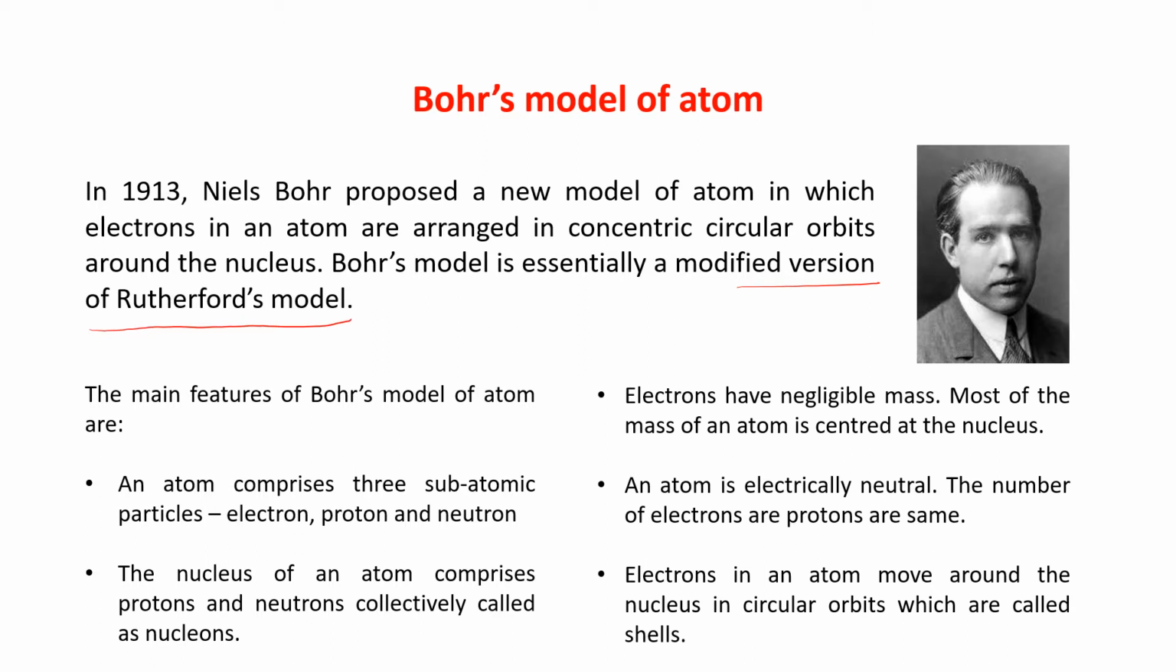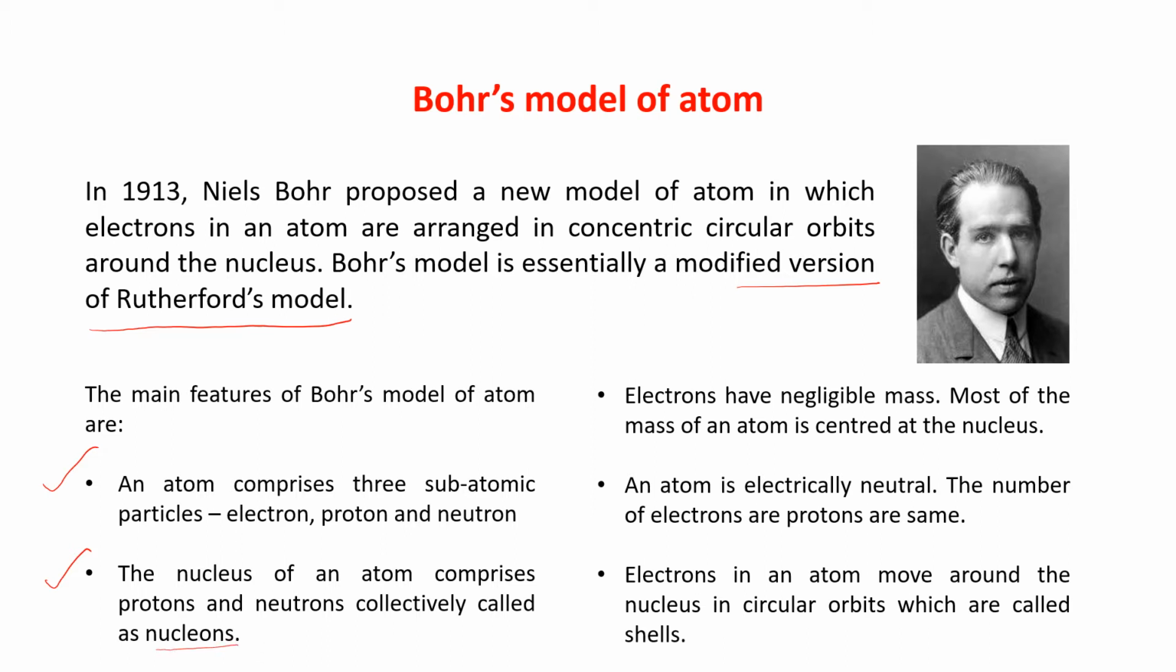The main features of Bohr's model of atom are: Number 1, an atom comprises 3 subatomic particles, electron, proton and neutron. Number 2, the nucleus of an atom comprises proton and neutrons, collectively called nucleons. You know about it.